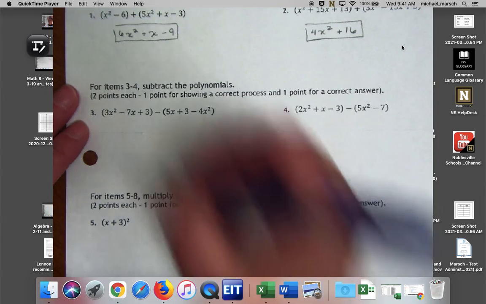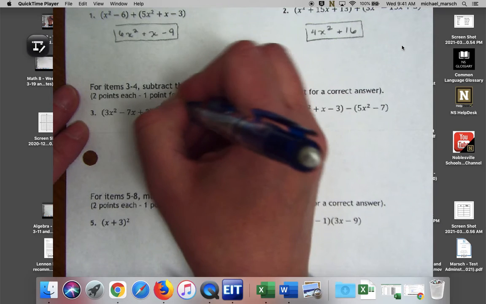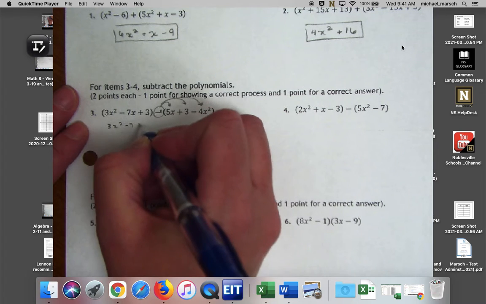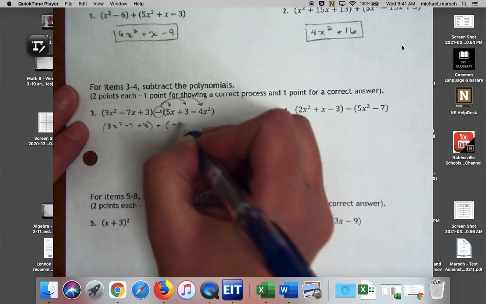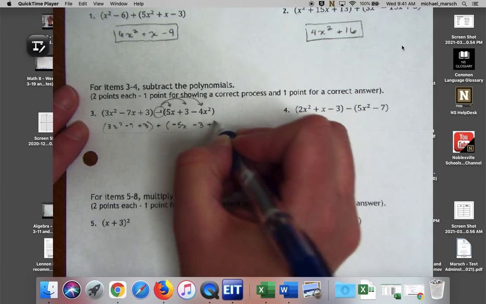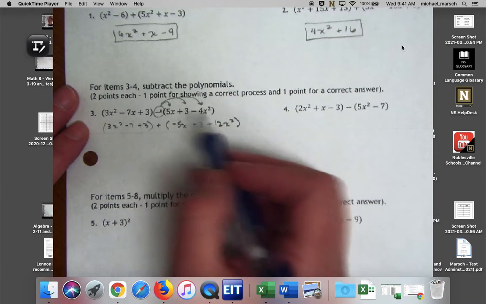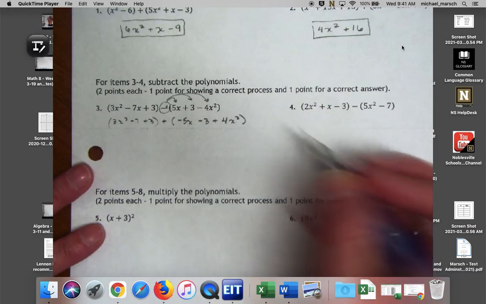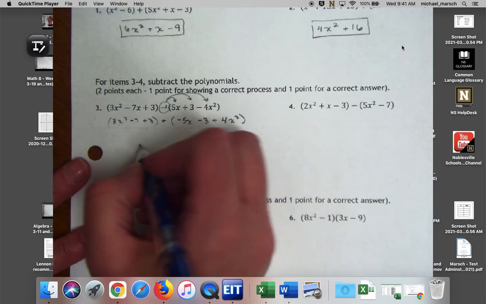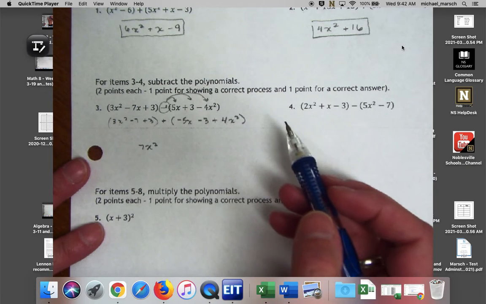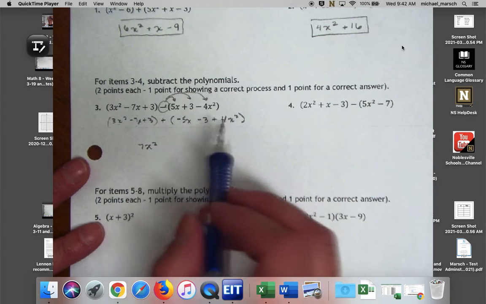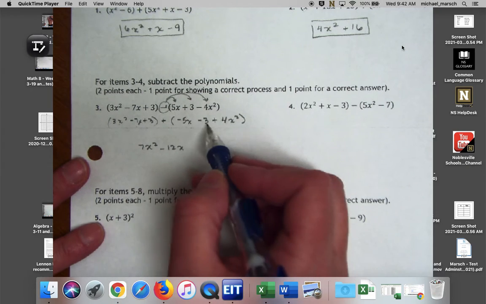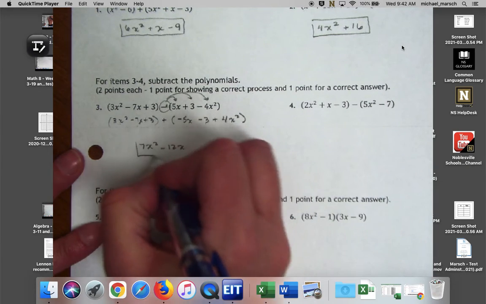All right, subtracting. Remember, we have that secret negative 1 here. So let's go ahead and distribute those. So I'm going to have 3x squared minus 7 plus 3 plus negative 5x minus 3 plus 12x squared. Because negative 1, or excuse me, plus 4x squared. So now when I combine these, 3x squared and 4x squared gives me 7x squared. This should be negative 7x. Negative 7x and negative 5x gives me negative 12x. And positive 3 and negative 3 cancels them out. So this would be my answer.